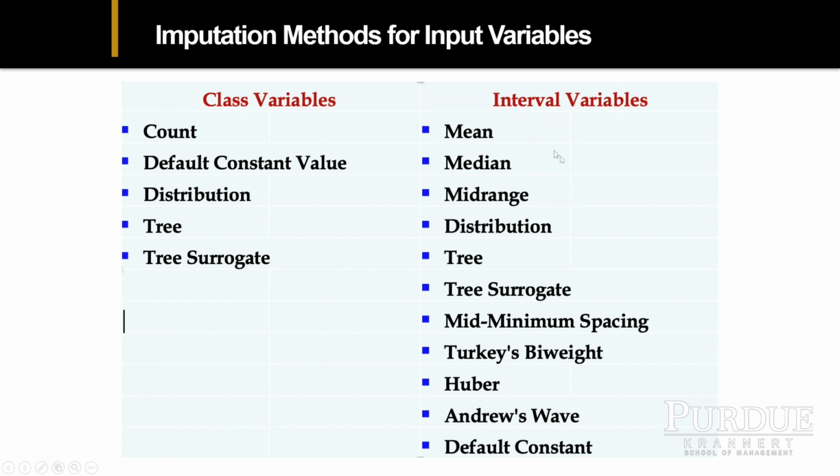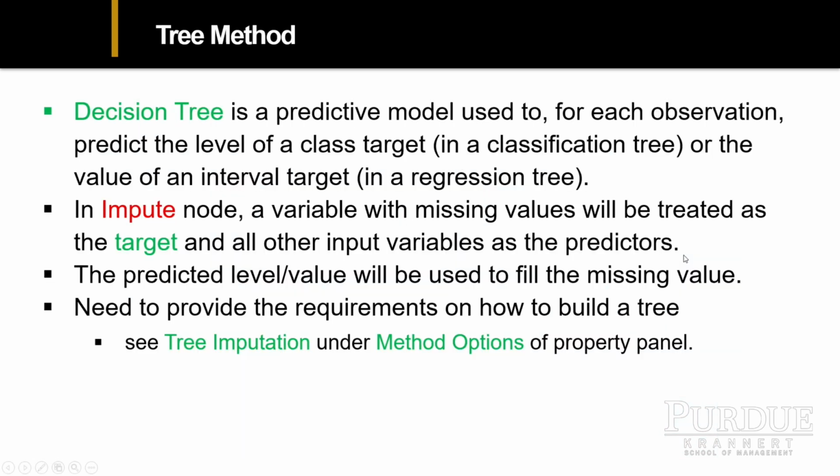For the interval variable, as I mentioned, there are mean, median, and so on, and tree methods here, and we also have some robust methods like the Tukey method or Huber method. Those are more robust compared to simple predictive modeling. We're going to focus on one method here, the tree method. A decision tree is a predictive model, so we are going to use it to predict the missing values.